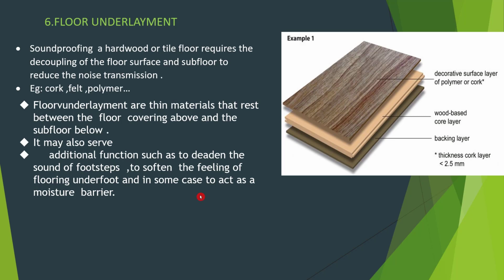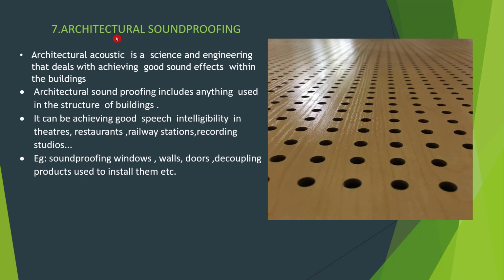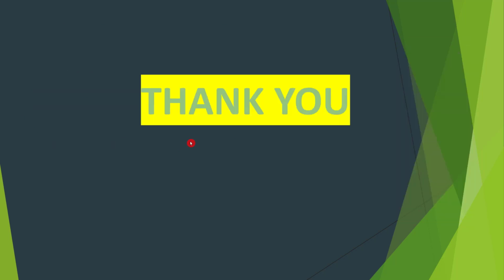So the other method is architectural soundproofing, this is a kind of engineering work. So architectural acoustics is a science and engineering that deals with achieving good sound effects within the buildings. So here they provided some holes, and this will reduce the sound intensity. It can be achieved by good speech intelligibility in theaters, restaurants, railway stations, recording studios, etc. Okay, that's all about the thermal and acoustic insulations required for the building. Thank you.